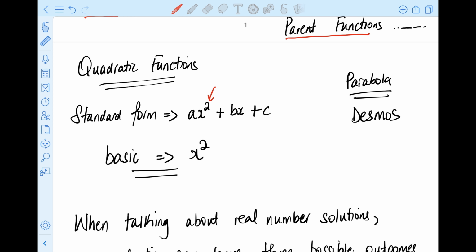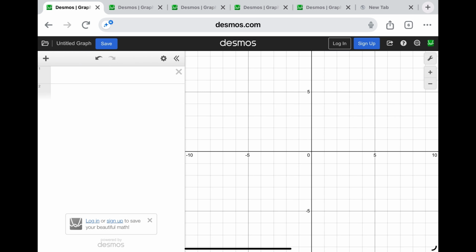But before we do that, I want to show you the standard form of a quadratic function. Ax squared plus bx plus c. This is the standard form of a quadratic function. The basic form is just x squared, as you can see there, right? And so what I want to do is slide over to Desmos and look at a few things here.